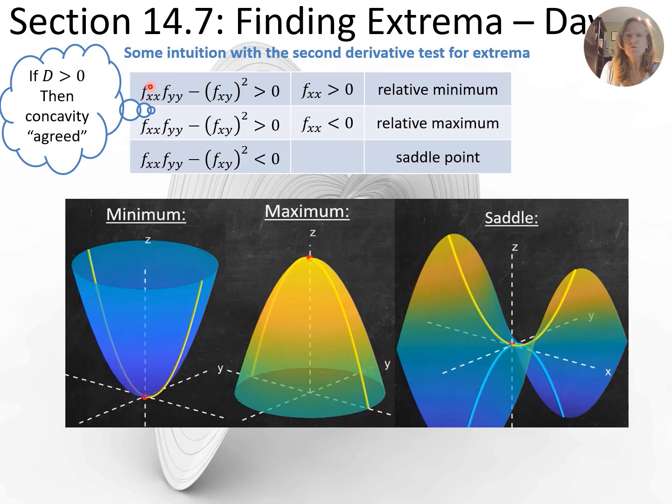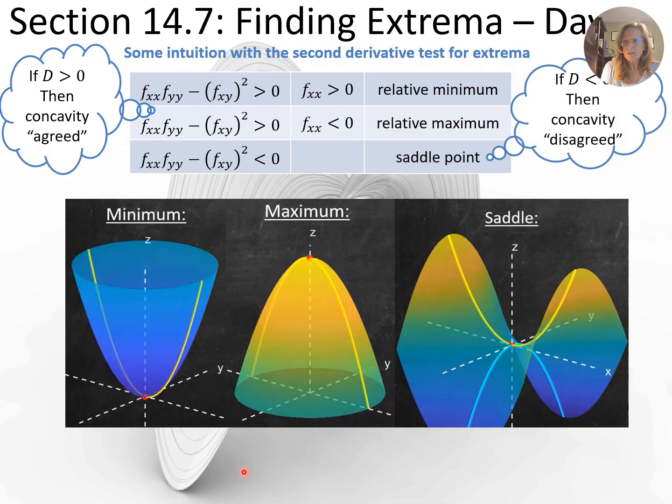So think about why that might be with this. If you have two values that you are multiplying together, and they have the same sign, both positive or both negative, this value here is going to be positive. And then you're subtracting a positive value and still staying positive. That's how D is positive. If that's true, then you've got this agreement in concavity all surrounding this point. However, if, my little picture covers that up.